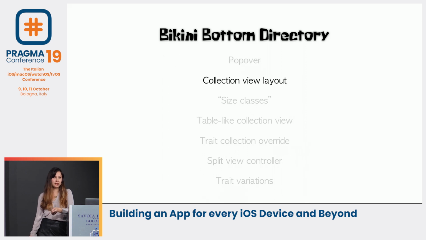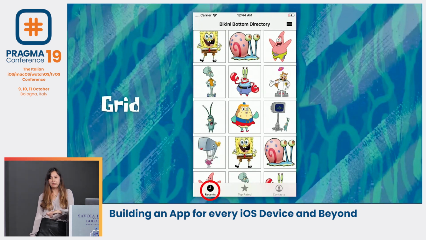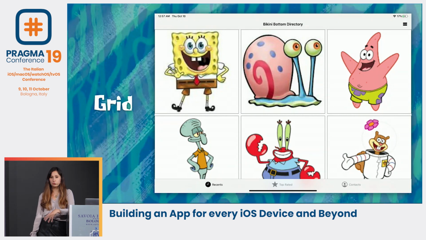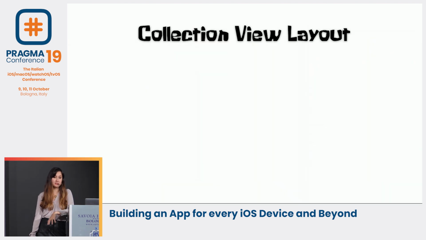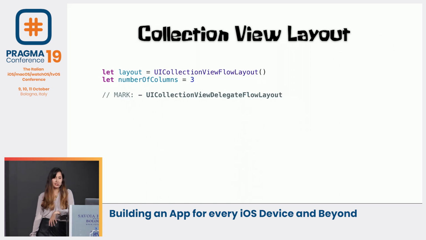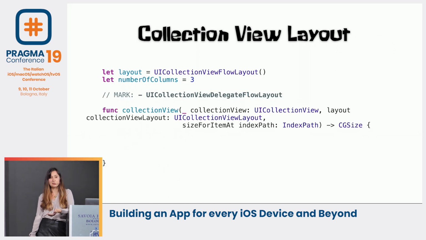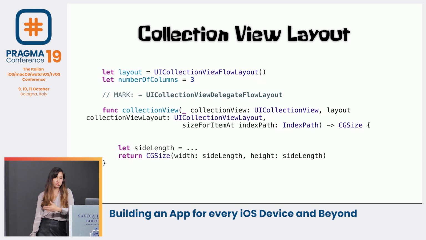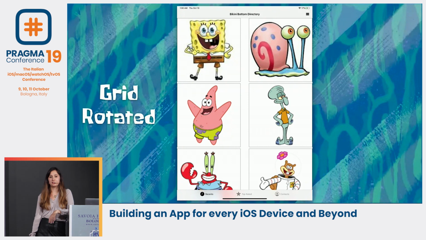Now let's talk about collection view layout. In the first tab, we have a grid of images. On the iPad, it looks like this. By default, it just worked because we were using a collection view with the collection view flow layout, and we set the number of columns to 3. Then in the delegate method, based on that number of columns, we calculated what we wanted the sizes of the cells to be. But then we rotate the screen, and this happens. All of a sudden, it's only 2 columns instead of 3.